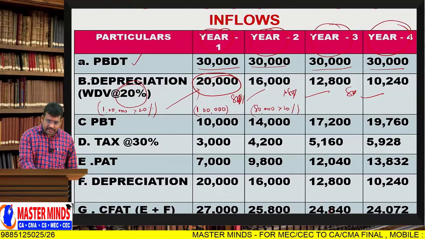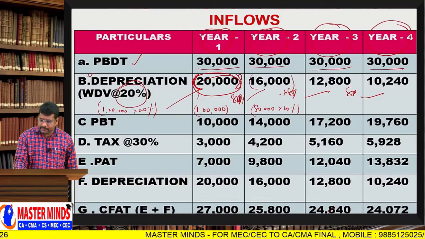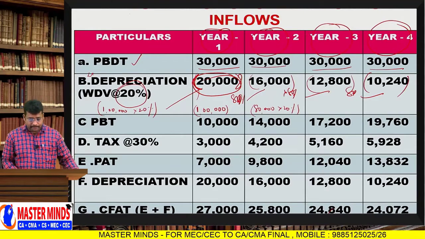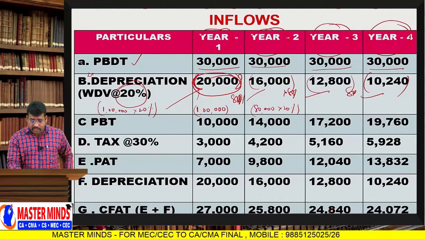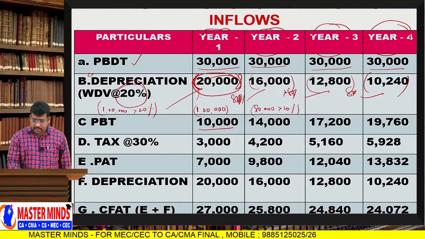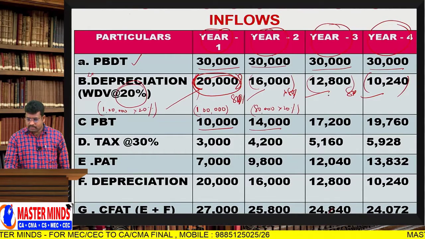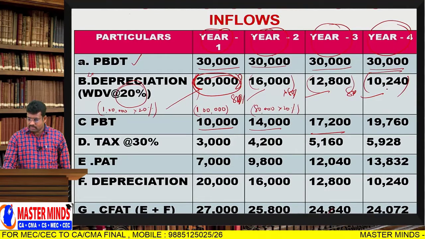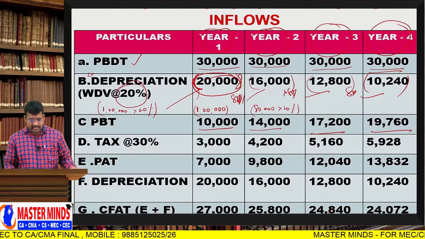In the deduction process, either you write less or you show it in brackets. I am showing brackets here, as I am deducting it. If you deduct depreciation from the PBDT, you will get the PBT. 30,000 minus 20,000, you get 10,000. 30,000 minus 16,000, you get 14,000. 30,000 minus 12,800, you get 17,200. 30,000 minus 10,240, you get 19,760.